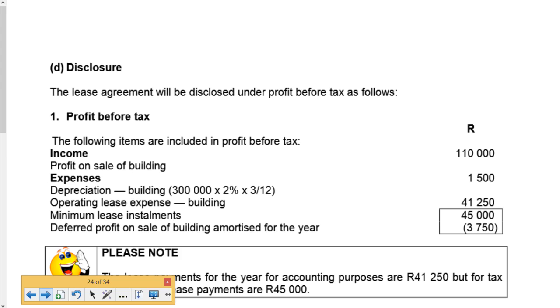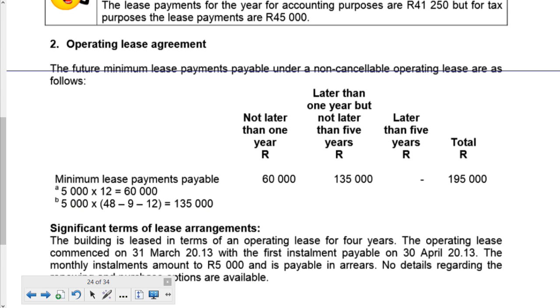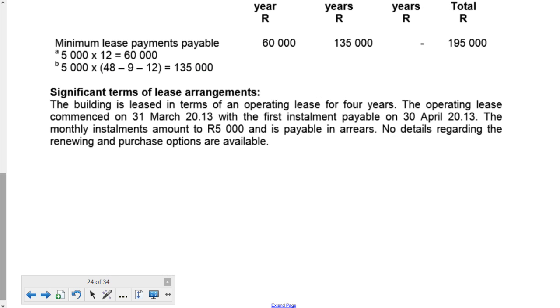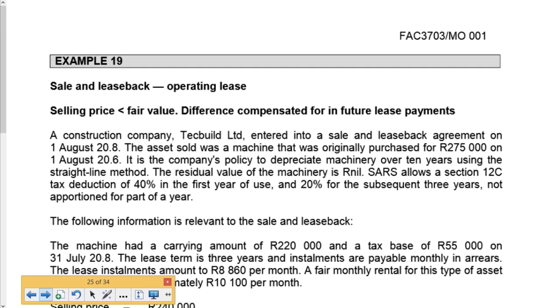Here's disclosure. PBT, there's the profit on the sale of the building. There's depreciation on the building for the 3 months until it's sold. There's the lease expenses and the deferred profit, making your lease expenses smaller. Do you see? The lease expense was 45, but we had this deferred income that we're now recognizing, so the lease expense is offset. It's smaller. Here's the note for the operating lease agreement, which is 5,000 Rand a month for 4 years. It looks exactly like the other operating lease agreement notes that we've seen.